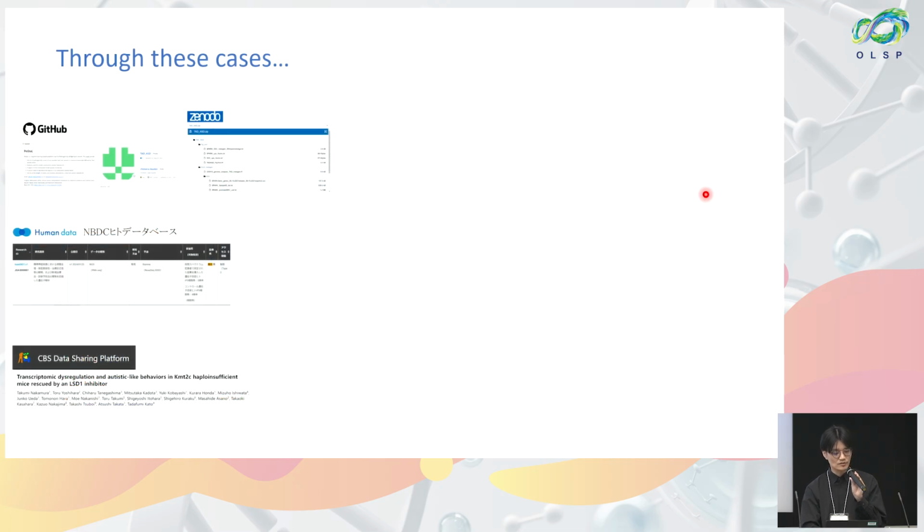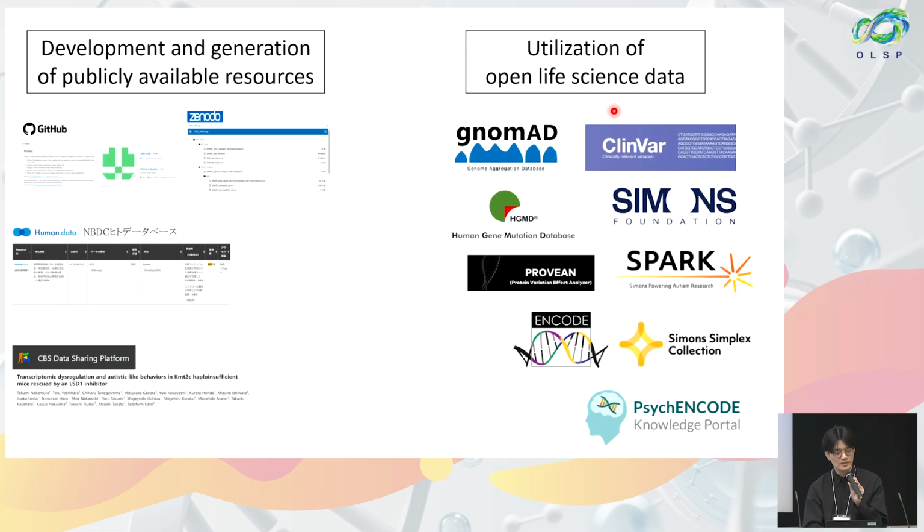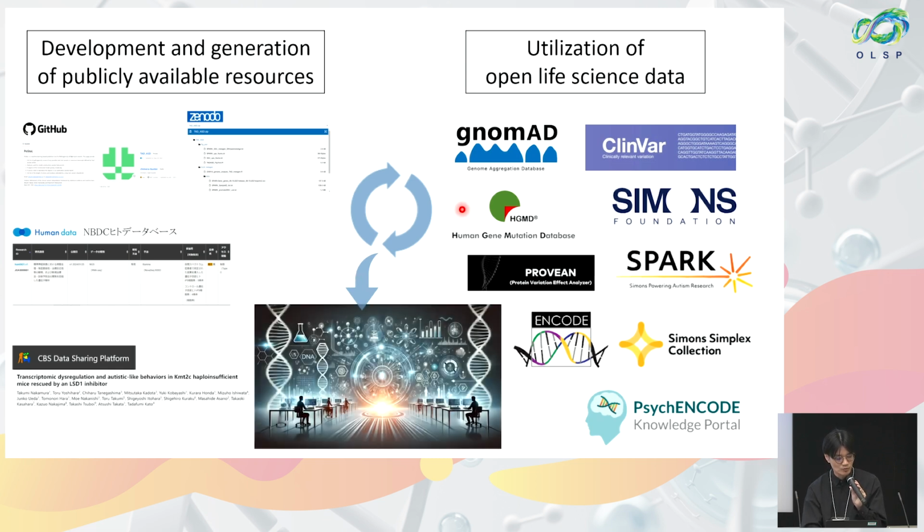And also, through these cases, we deposited relevant data and codes to GitHub, Zenodo, NBDC Human Database, and possibly more importantly, the CBS data sharing platform. So we developed and generated publicly available resources utilizing open life science data. So maybe the formation of this kind of positive virtuous cycle might be the key to success in open life science.